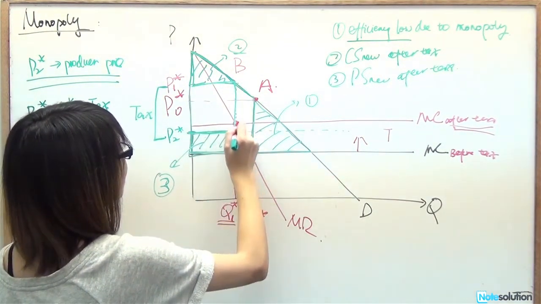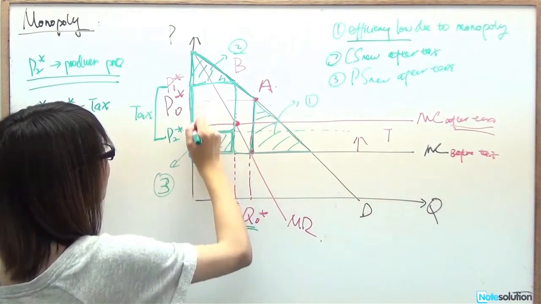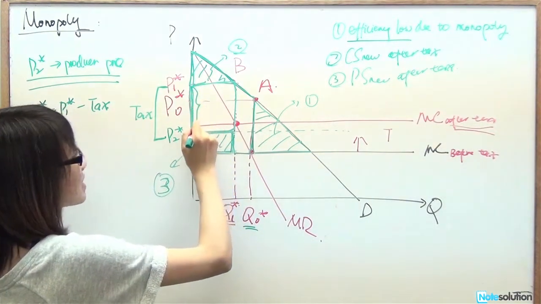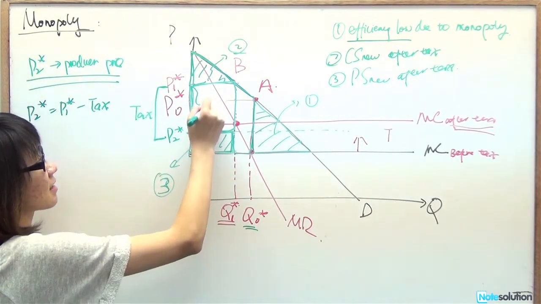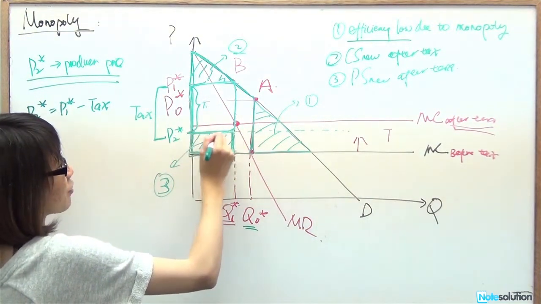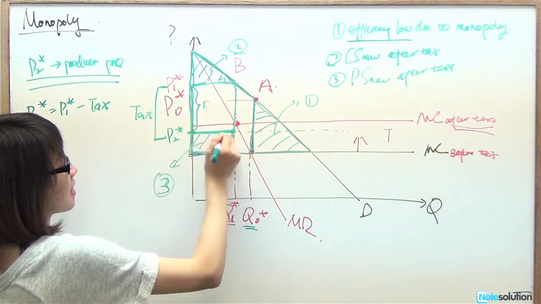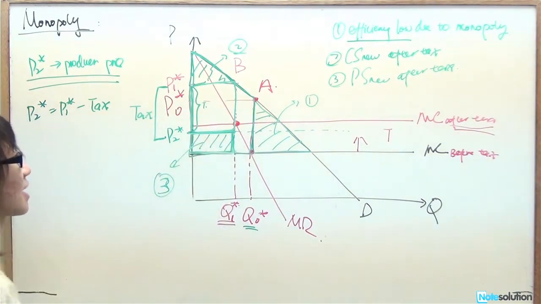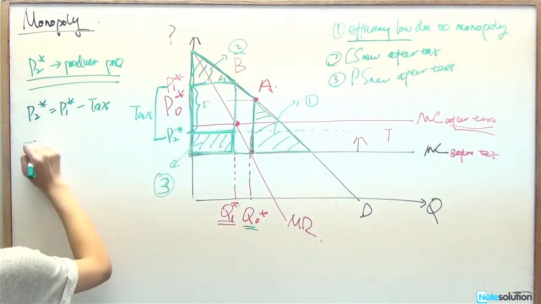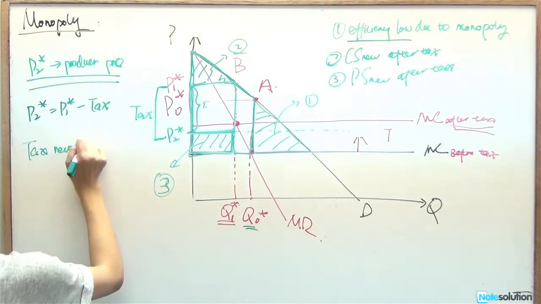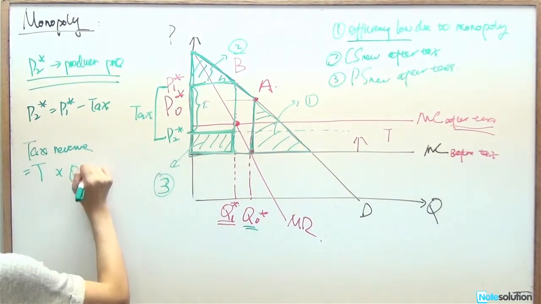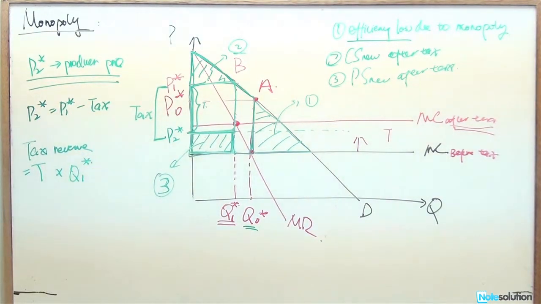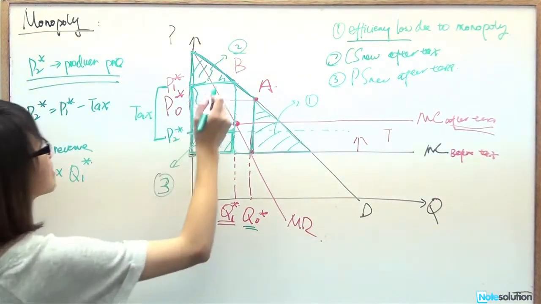So for the middle rectangle, we know here is the distance between the P1 star and P2 star. So this is the tax. And the base will be Q1 star, which is the amount that will be traded after tax. So the tax revenue is equal to the tax per unit multiplied by Q1 star, which is the number of units that will be transacted in the market.